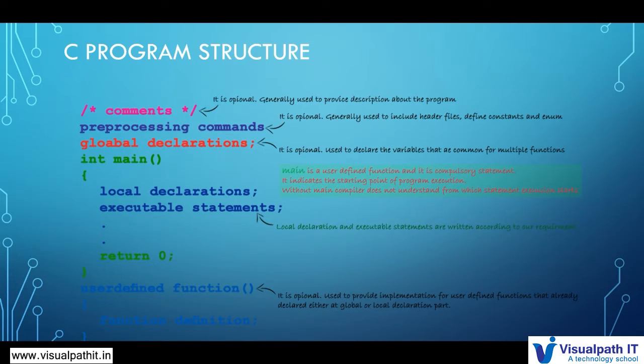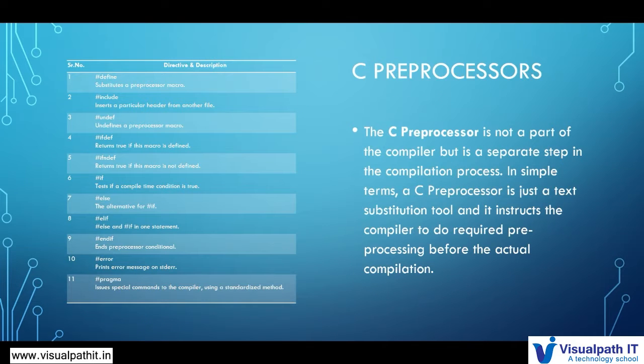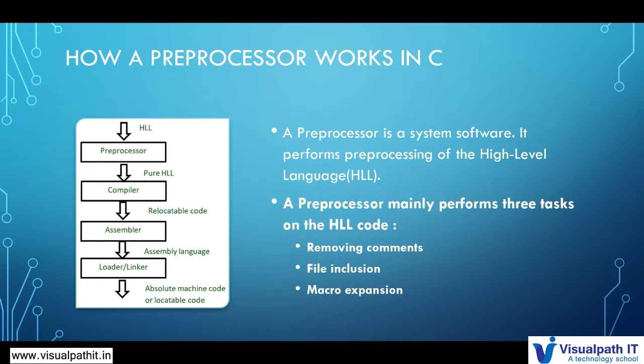Then we discussed what the preprocessors were. They were system programs that perform the preprocessing of the high level language. There were three basic functions that the preprocessor does on high level language code. First, it removes the comments, it includes the files, and then it does the macro expansion.